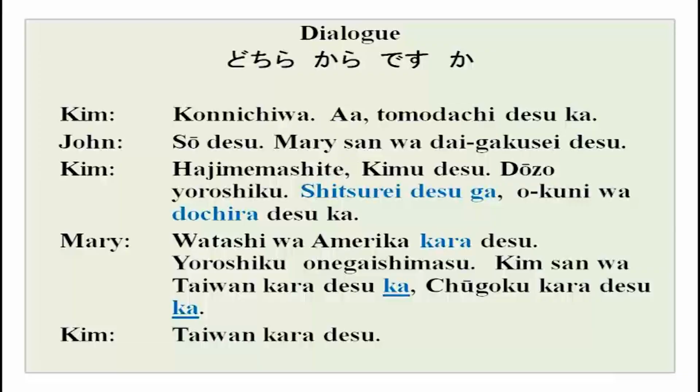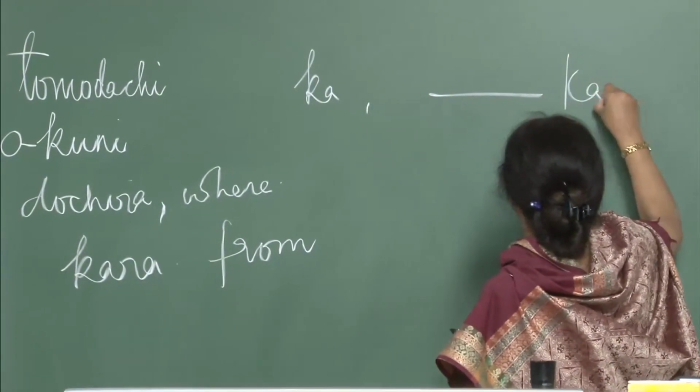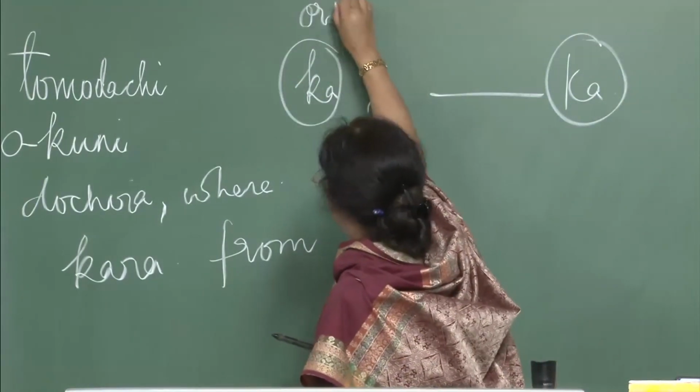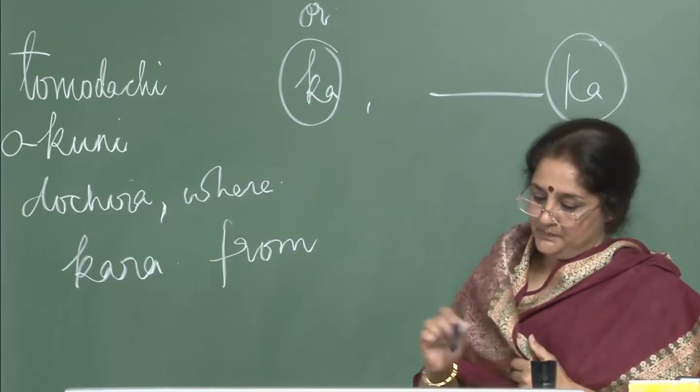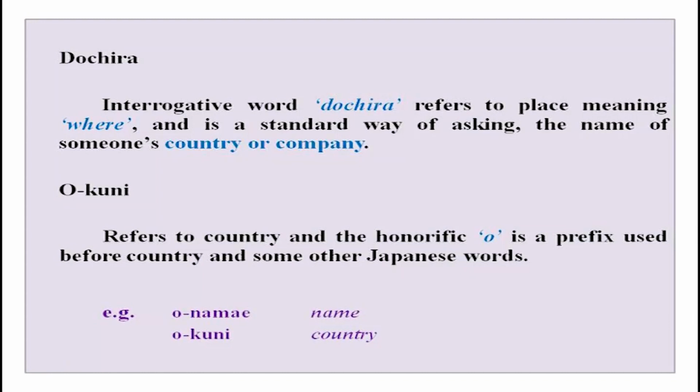So, over here you will see Mary says, Kim san wa Taiwan kara desu ka? Chugoku kara desu ka? So, Kim says, Taiwan kara desu. I am from Taiwan. I hope this is clear. These are two kas over here, ka 1 and ka 2. This makes it a question and this is or. Please remember that. And you can ask anyone anything like this.